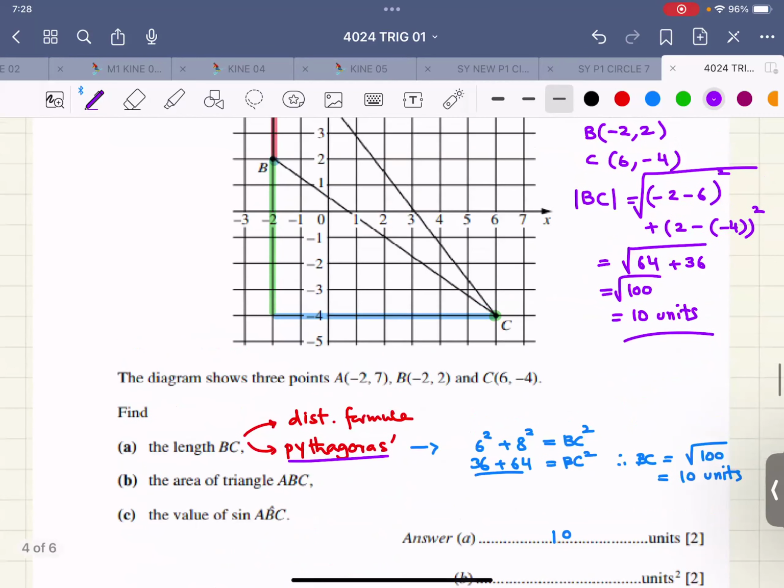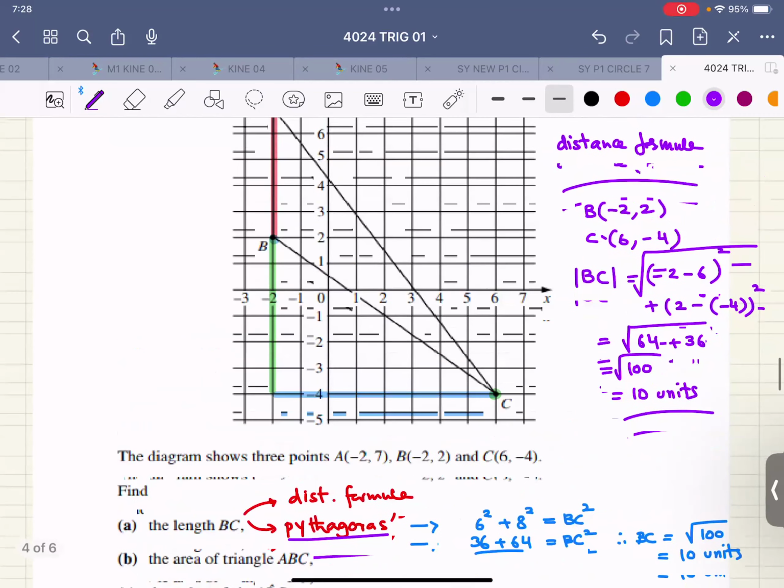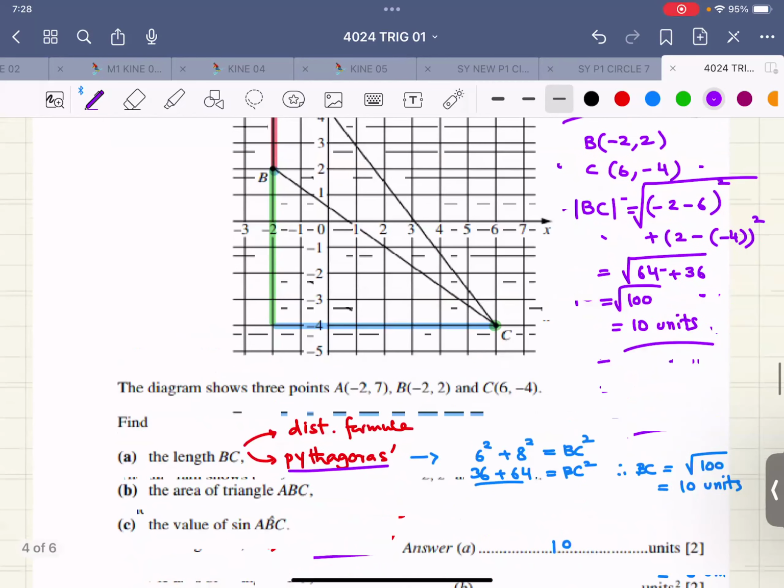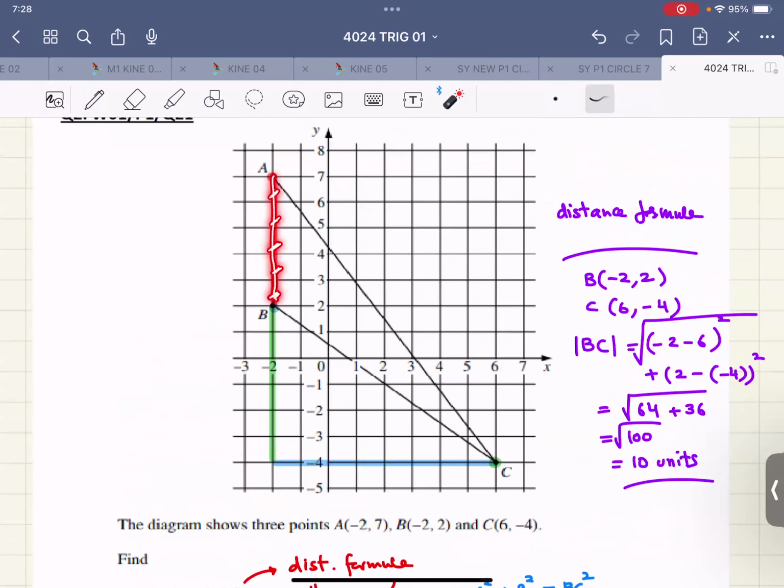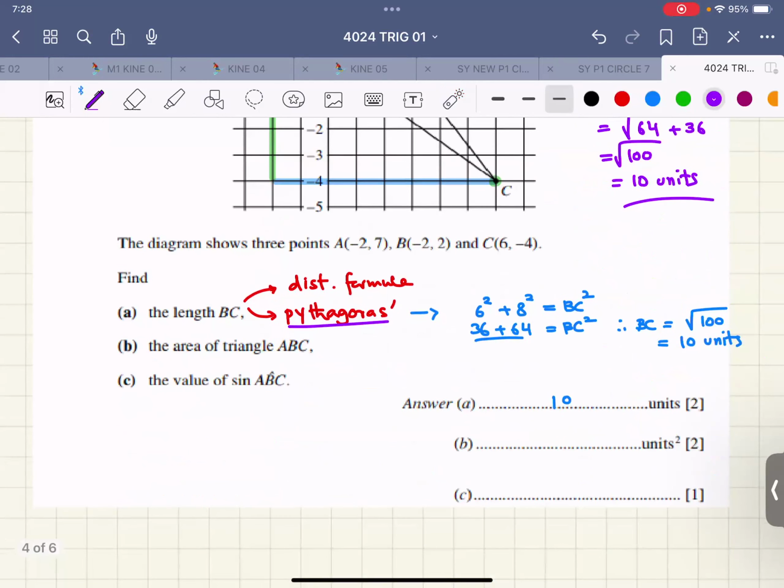This thing is done. Area of triangle. 1, 2, 3, 4, 5. That is the base. And the height is 1, 2, 3, 4, 5, 6, 7, 8. So area of triangle is pretty basic. That is part B. Area is half into 5 into 8. That is half of 40. That comes out to be 20 square units. So this is 20 over here.